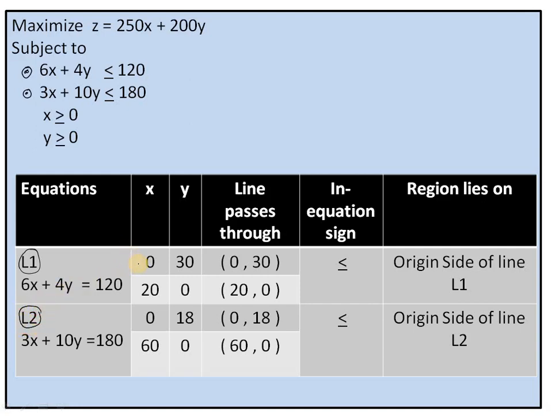So for this L1, when x is 0, if I put x as 0 here, then 4y equals 120, so y is 30. So (0, 30) is a point on this line. Understood, children? 6x plus 4y equal to 120. If I put y as 0, I will get 6x equal to 120 and x is 20. So this is a point on the line. These are the two points. This is point A, this is point B on the line L1. So I can draw L1.